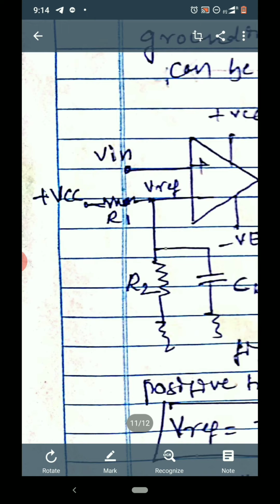Now what happens because of this? You are giving some reference voltage now. It is not 0 now. So now your V input will be compared with the reference voltage. If V input is greater than your given reference voltage, then only it goes to plus V saturation. If your V input is less than the reference voltage that you have decided here by using R1 and R2, then it will become minus V saturation.